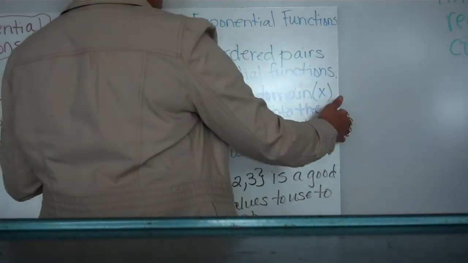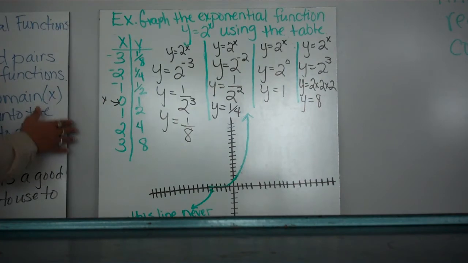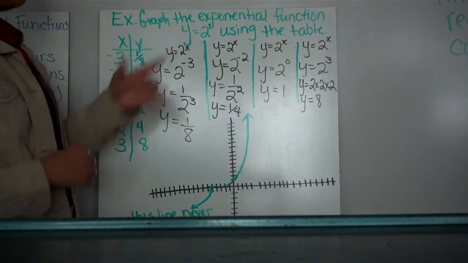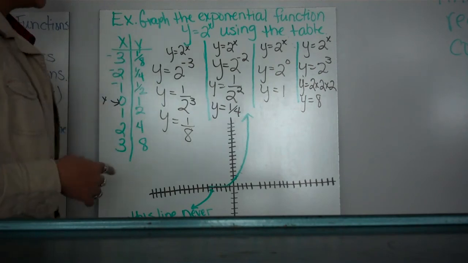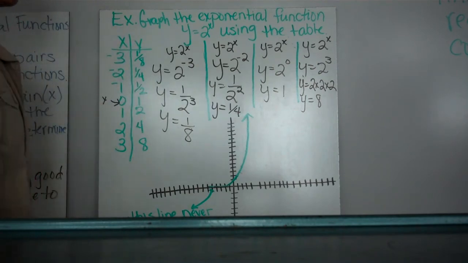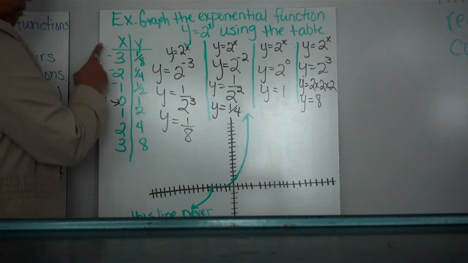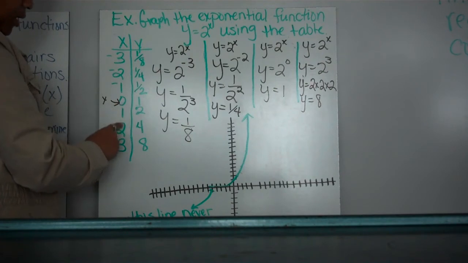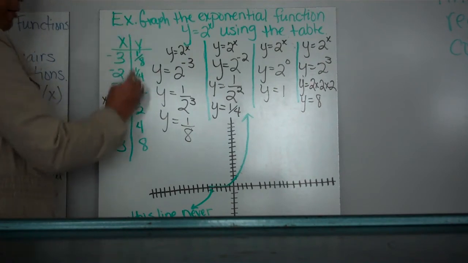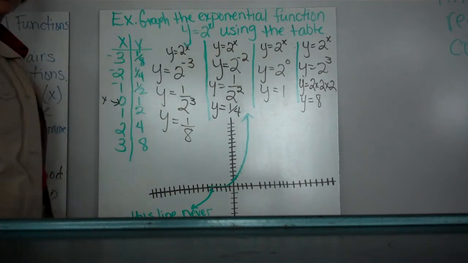Because you want several of the domain values, not just a few. Graph the exponential function y equals 2 to the x power using the table. I gave you these domain values right here, -3, -2, -1, 0, 1, 2, and 3, and I figured out these by substituting the domain values in for this exponent.